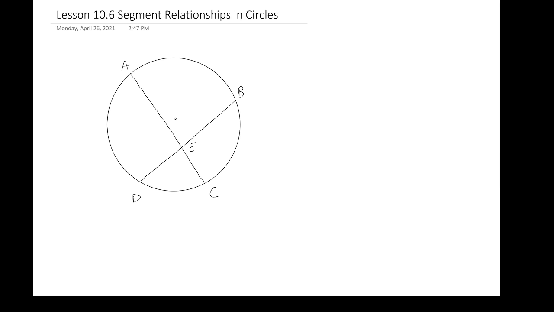Our segments are lengths 6, 3, X, and 4. Now, when we have two chords that are intersecting, it's going to actually be a great relationship that I'm going to exemplify for you. It's rather straightforward. It's going to be the product of the intersections of those two chords. In other words, AE and EC multiplied together is going to be the same as DE times EB.